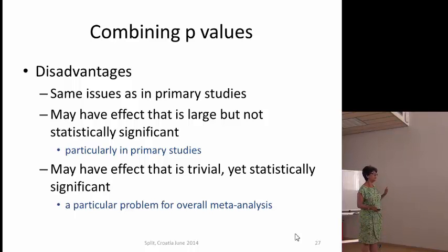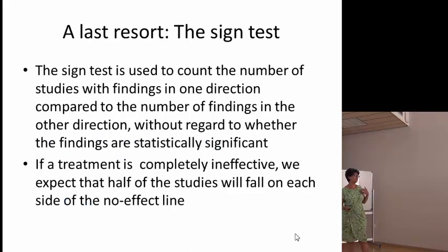But if you don't have the information to do anything more, it is better than a narrative review or a traditional vote count. Okay. Another possibility is the sign test. Does anybody remember the sign test from basic statistics? No? Okay. So basically, a sign test is a non-parametric test, and it's kind of similar.